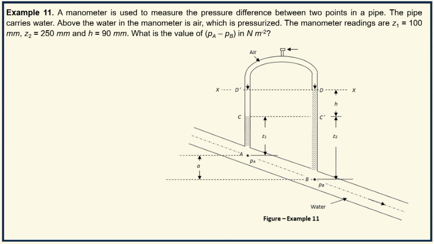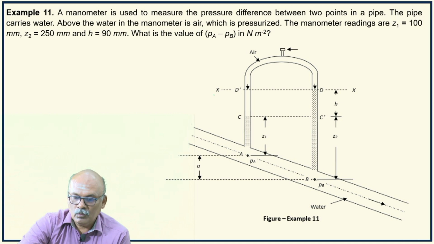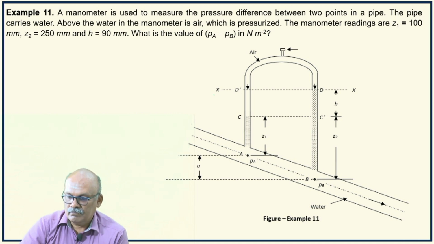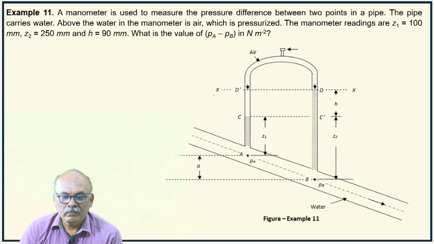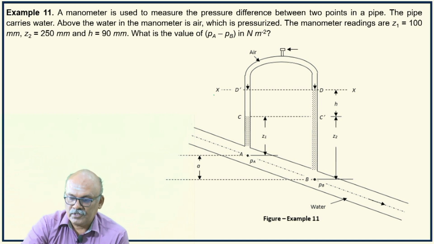Okay. So another problem, example 11, is again on inverted U-tube manometer. A manometer is used to measure the pressure difference between 2 points in a pipe. Here the pipe is inclined. The pipe carries water. Above the water in the manometer is air. So the manometer does not use any liquid, only air is present, which is pressurized.